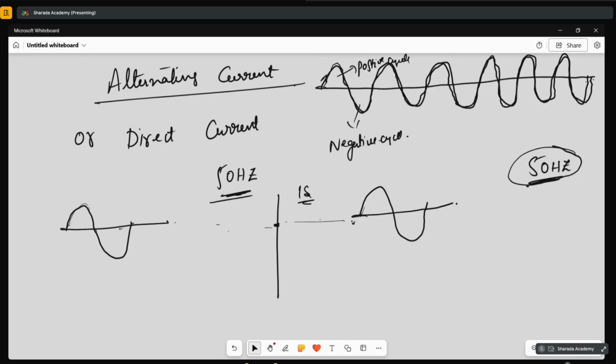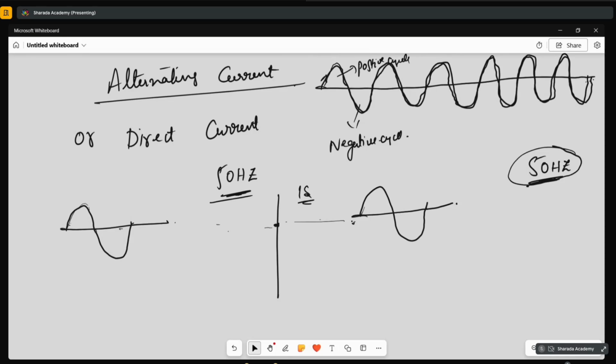We usually measure sound, like if it's just 40 hertz. Why do we measure with hertz? Many electrical signals we measure like this only because they are alternating in nature, that's why.